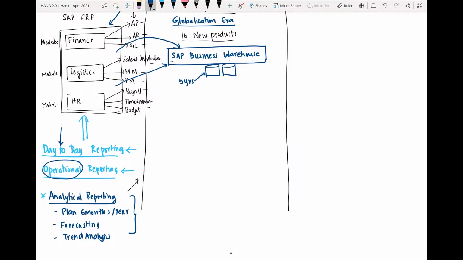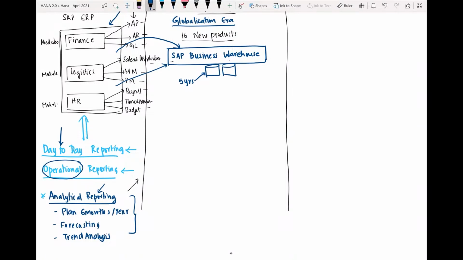This is the SAP strategy. This is how they started evolving, right? They understood their operational reporting supported by the ERP system is very critical. But to be better prepared to work in the globalization market, they are adding a newer technology called SAP Business Warehouse, which helps you tackle this one challenge that you have, which is analytical reporting.